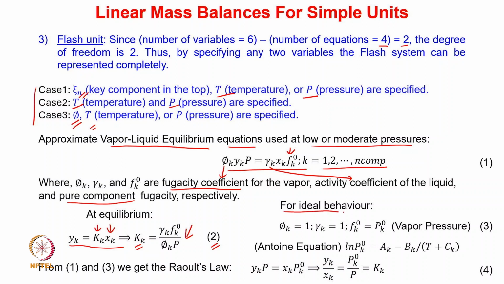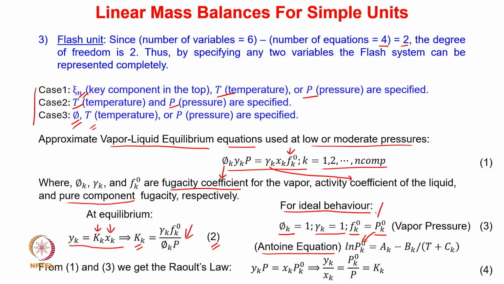Again, for an ideal behavior, we assume that the fugacity coefficient of the vapor is equals to 1. Again, the activity coefficient of the kth component in the liquid is equals to 1, and also the fugacity of the pure component Fk naught is equals to the pressure, which is nothing but the vapor pressure here. So Pk naught. Okay. So this Pk naught also we can calculate by using Antoine equations. So Pk naught can be given as ln Pk naught is equals to Ak minus Bk divided by T plus Ck. Here A, B and C, these are nothing but the empirical coefficients for Antoine equation.